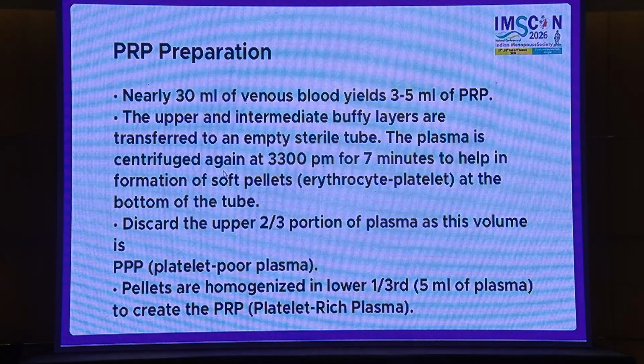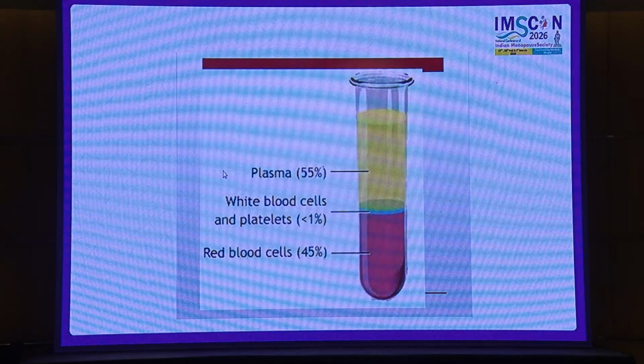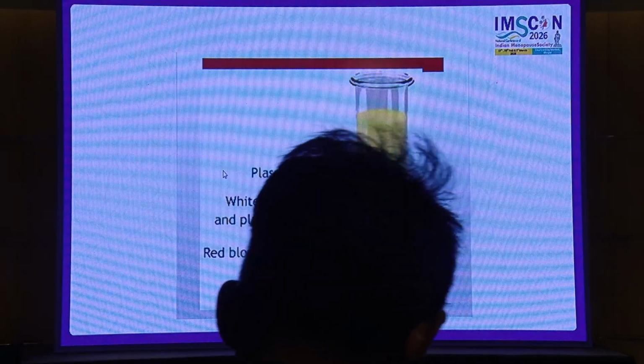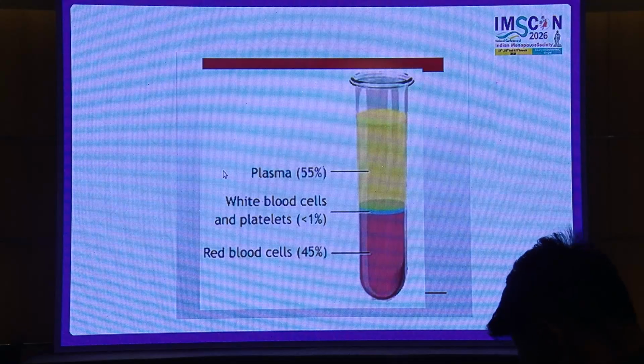The plasma is again centrifuged. This is called the second spin. At 3,300 rotations per minute for 7 minutes, it helps in the formation of soft pellets at the bottom of the tube. The upper two-thirds is discarded and the lower third is reconstituted into the PRP, in the amount which is needed. So this is the upper plasma level, then the WBC and the platelets, and the lower one is the red blood cells. If we separate 10 ml of blood, 4.5 ml of RBC-containing blood is removed, so the platelets come into 5.5 ml.